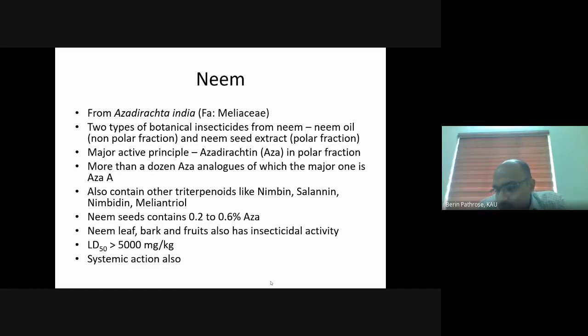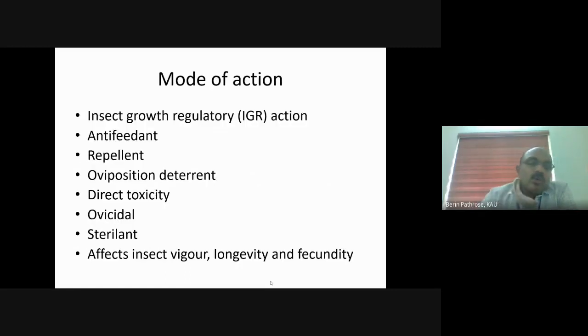So neem, as you all know, is from Azadirachta indica. We usually use neem oil, the non-polar fraction, or the polar fraction, that is neem seed kernel extract. It mainly contains azadirachtin and its several analogs. It also contains other pesticidal molecules such as nimbin, salanin, nimbidin, meliandriol, etc. Usually neem seed contains 0.2 to 0.6% azadirachtin. It is almost safe. The LD50 is greater than 5000 milligram per kg body weight, and it has some systemic properties also. Coming to the mode of action of azadirachtin or neem, it has several modes of action.